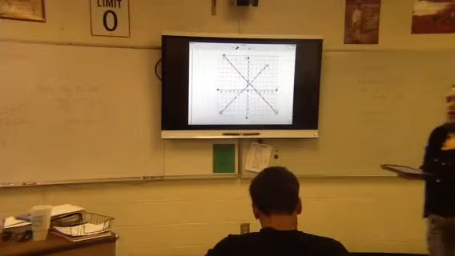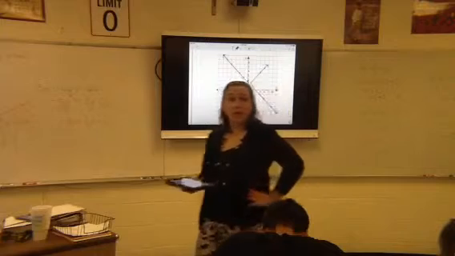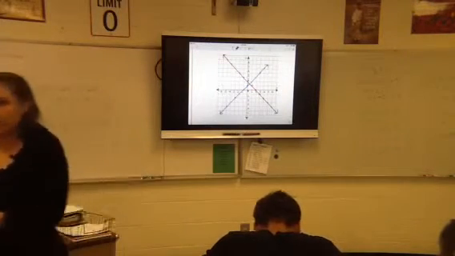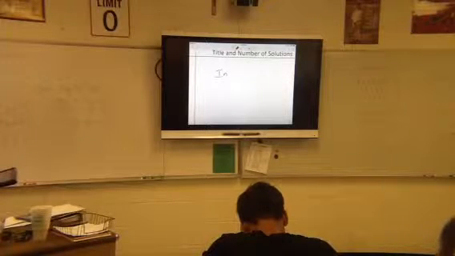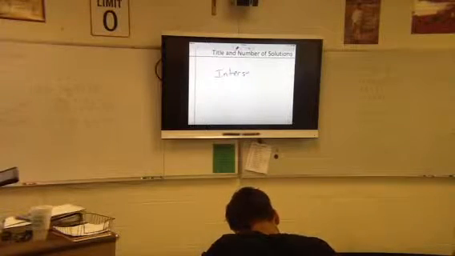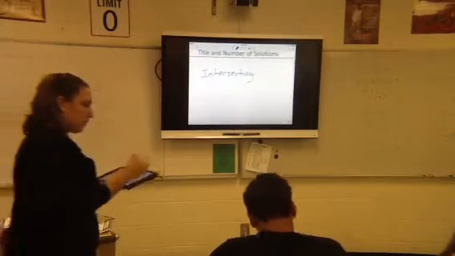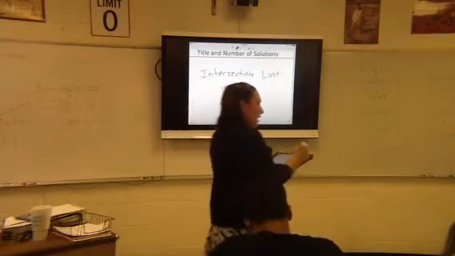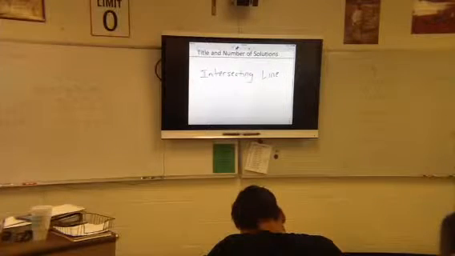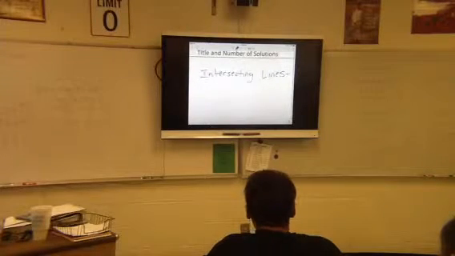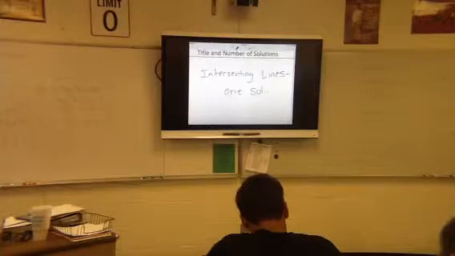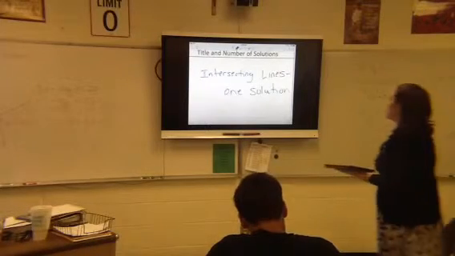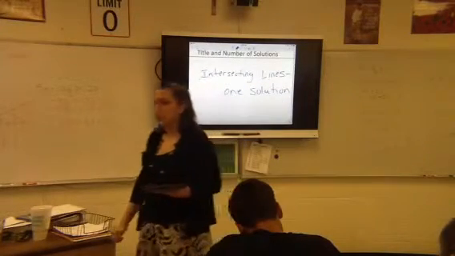Okay, these 2 lines here are called intersecting lines. They are crossing, right? Over here in the 3rd column, we're going to put intersecting lines. And on this particular problem, how many solutions are we going to have? How many times do they cross? Just once, right? So the 2 lines meet in one spot. So we're going to have 1 solution. Okay, intersecting lines, 1 solution.